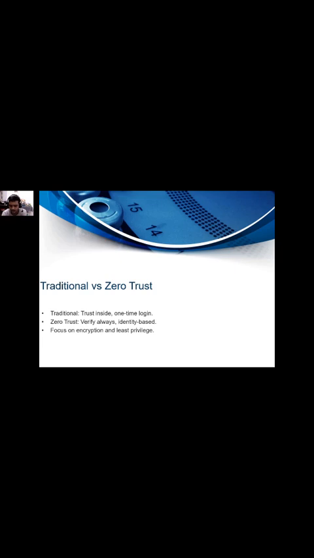The traditional model focuses on keeping outsiders out, while zero trust focuses on securing the very content, using identity checks, encryption, and least privilege access. In short, traditional security is trust first and verify later, but zero trust is verify first and trust only after validation, making it more effective in modern cloud based environments.